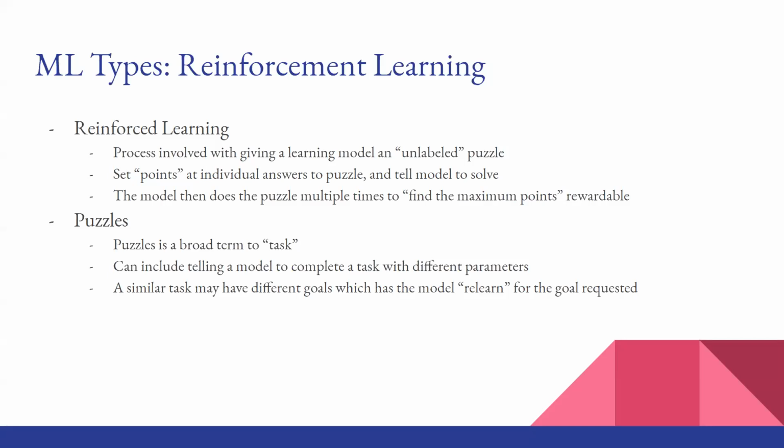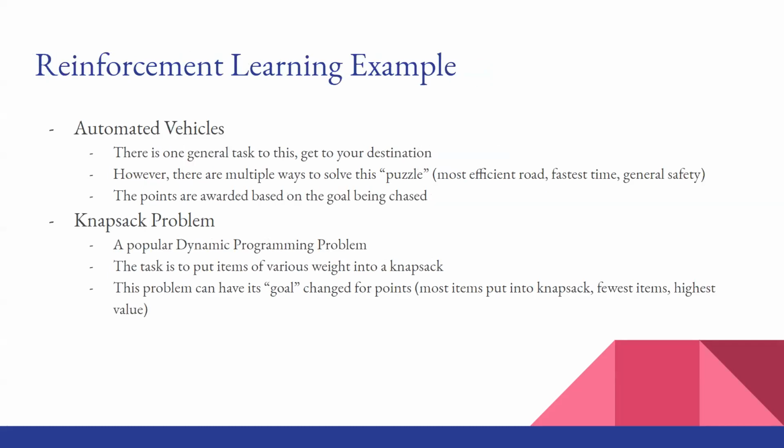So puzzles in our broad term is a task. We want it to complete a task. And it includes telling the model how to complete the task with different parameters. Our parameters being how fast you want it or how maybe in the fewest moves. And a similar task may have different goals, which has the model to relearn for the goal requested. So the overall task with a Rubik's Cube is solve the cube. But we have different goals. How fast do we want to solve it, or how few turns do we want to solve it?